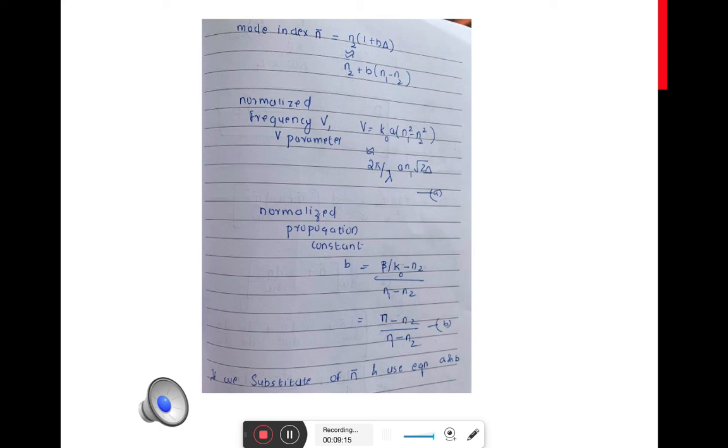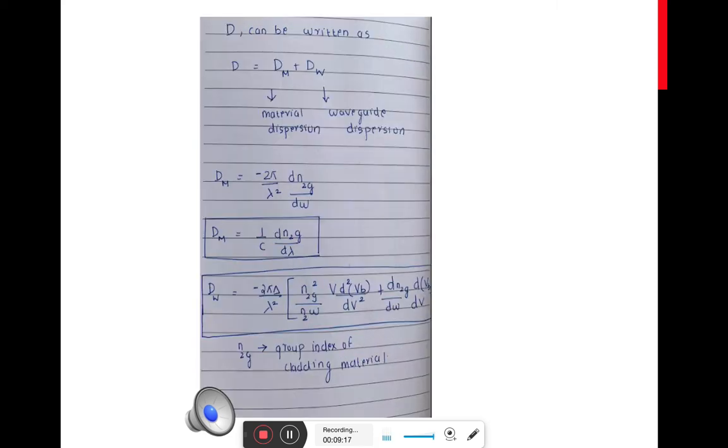The values of waveguide dispersion and material dispersion can be further reduced as: Dm, the dispersion due to material dispersion, is equal to 1 by c dou by dou lambda of Ng, and the dispersion due to waveguide dispersion Dw is equal to minus 2 pi delta by lambda square, n2 square g by n2 omega V into d square Vb by dV square plus dNg2 by d omega into d Vb by dV, where n2g is the group index of the cladding material.